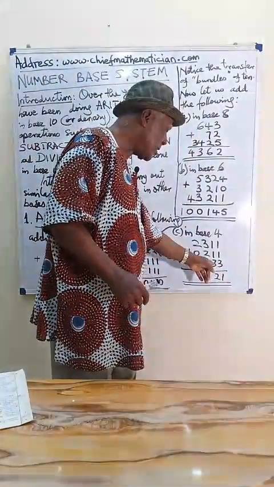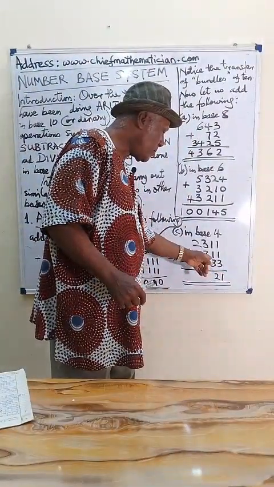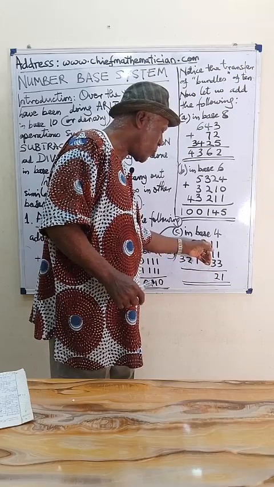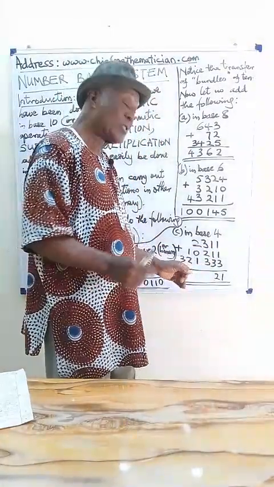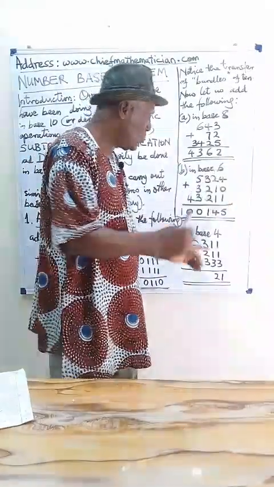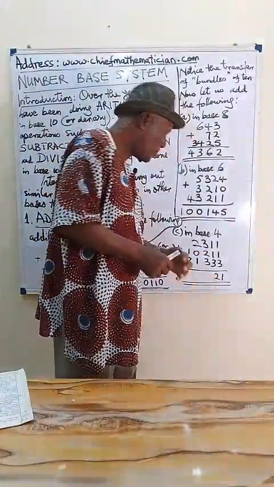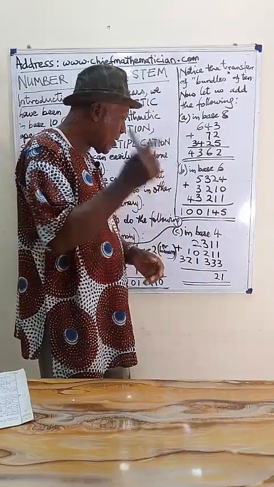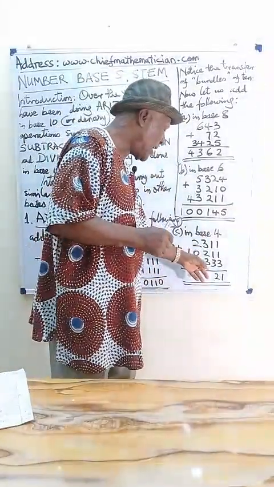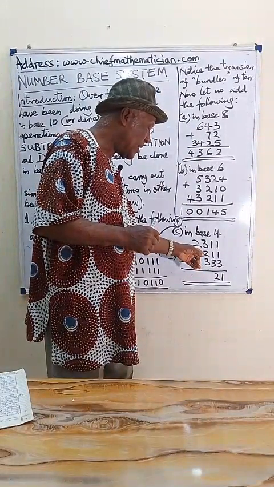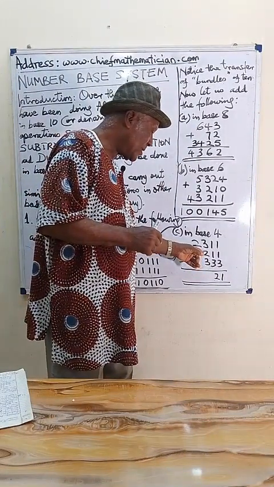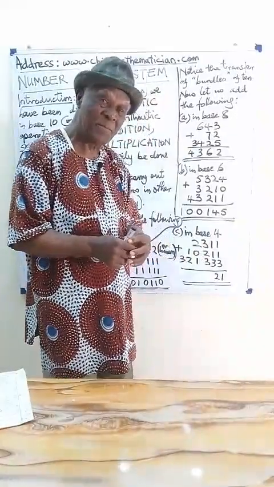1 plus 3 is 4, plus 1, 5, plus 1, 6. 6 in base 4 is 1 bundle of 4, remainder 2. So you put down the 2 and carry 1. 1 plus 3 is 4. 4 plus 2 is 6. And 6 plus 3 is 9.